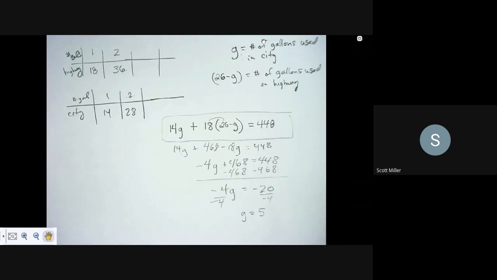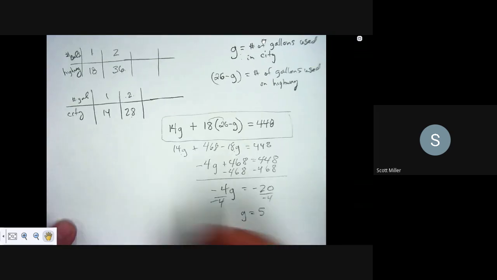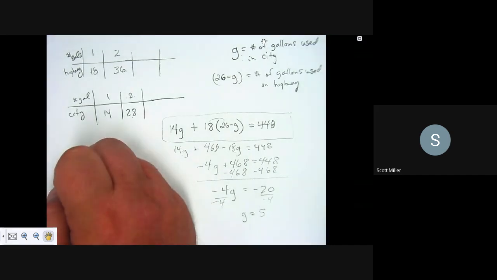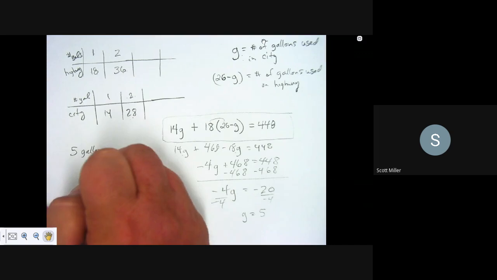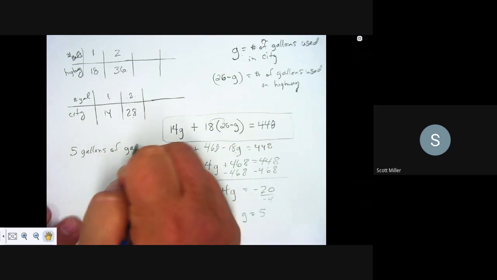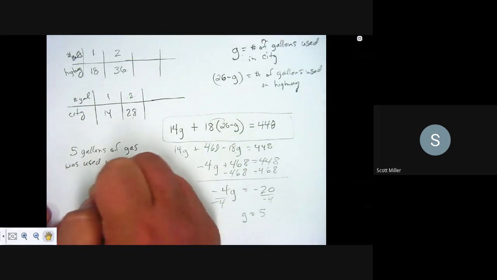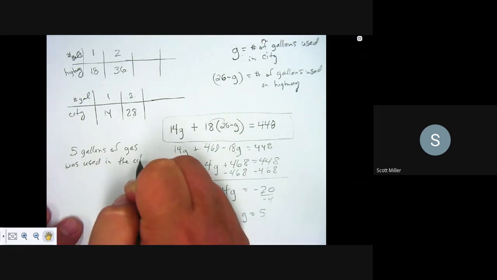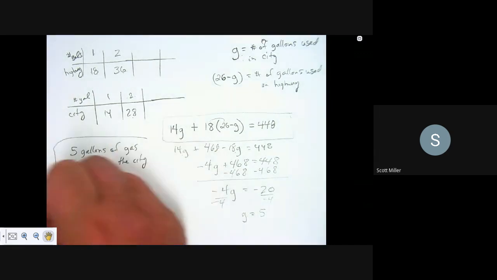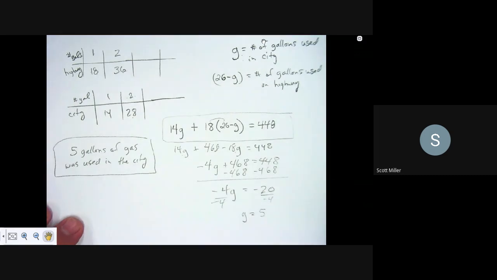So what does that mean? Five gallons of gas was used in the city. And that was the question they wanted you to answer. How many gallons were used in the city? So that's what's going on with those.